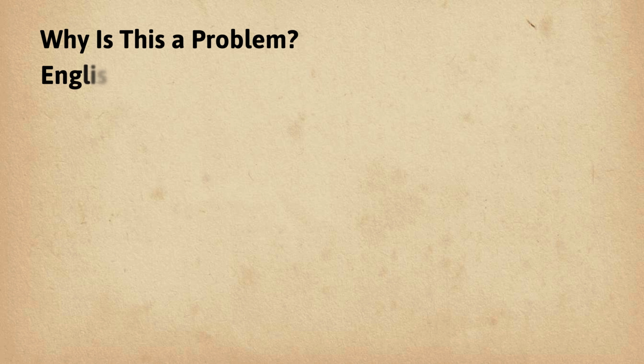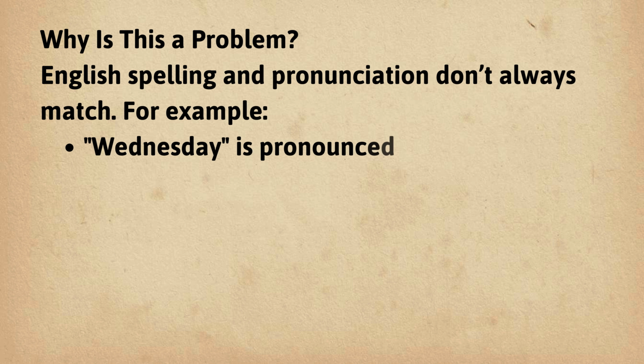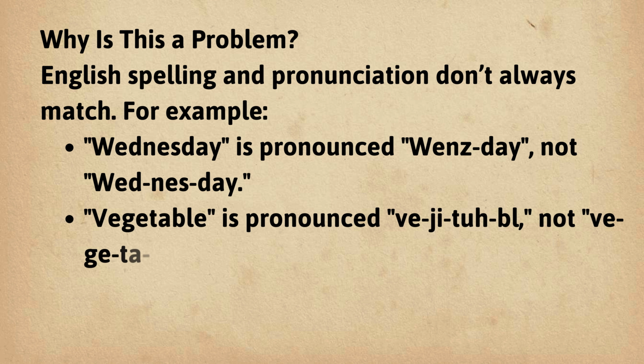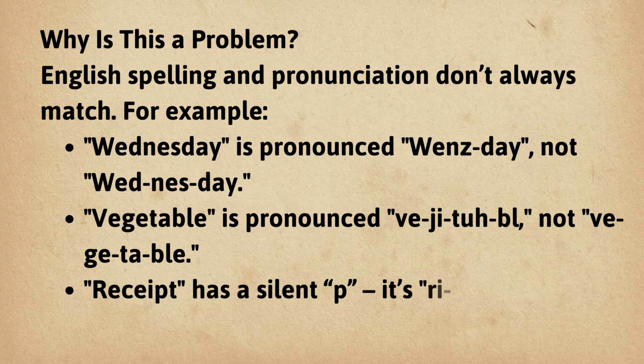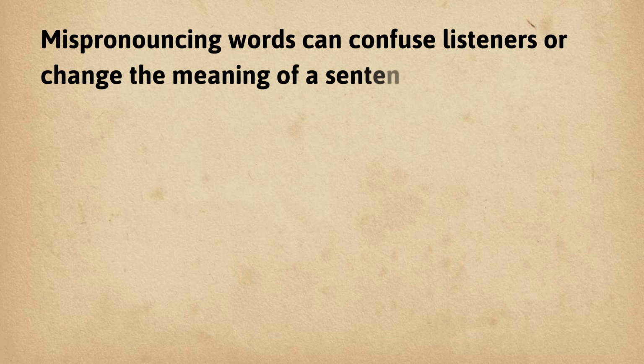Why is this a problem? English spelling and pronunciation don't always match. For example, Wednesday is pronounced Wednesday, not Wednesday. Vegetable is pronounced vegetable, not vegetable. Receipt has a silent P. It's receipt, not recept. Mispronouncing words can confuse listeners or change the meaning of a sentence.